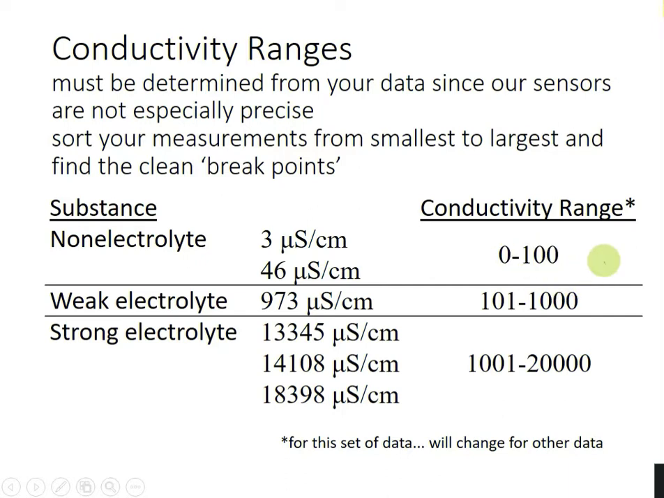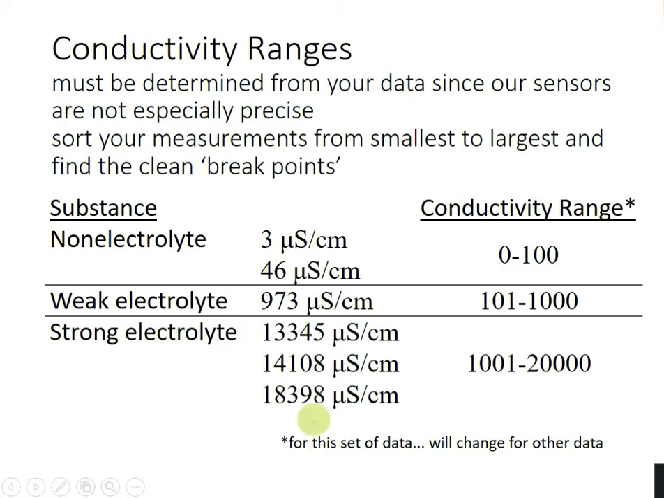I picked 100. For the next one, anything between 100 and 1,000 I'm going to call a weak electrolyte, and everything bigger than 1,000 I'm going to call a strong electrolyte. These are pretty reasonable conductivity ranges, but again, this is just for this set of data. If I had a different set of data, maybe I might draw the line between weak electrolyte and strong electrolyte at 500. It's going to depend on my data.